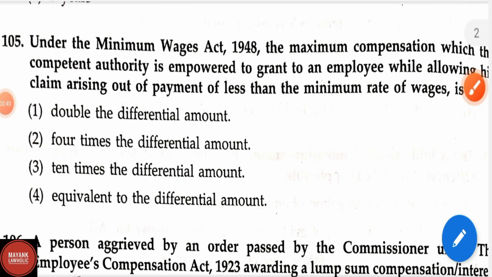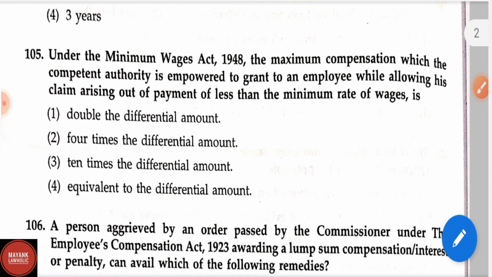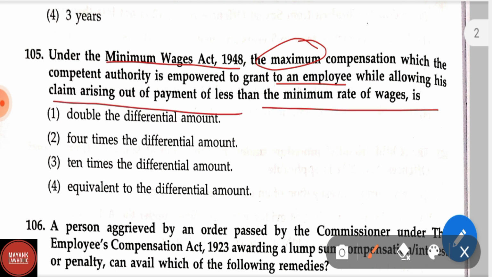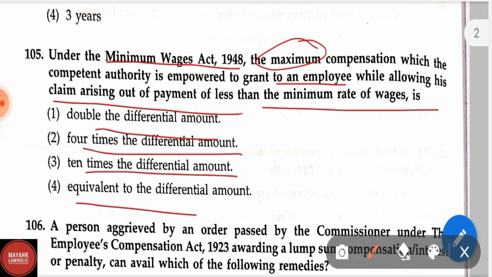Now let us see the question number 105. Under the Minimum Wages Act 1948, the maximum compensation which the competent authority is empowered to grant to an employee while allowing his claim arising out of payment of less than the minimum rate of wages is: option 1, double the differential amount; option 2, 4 times the differential amount; option 3, 10 times the differential amount; and option 4, equivalent to the differential amount. In this question, correct answer is option 3, 10 times the differential amount.